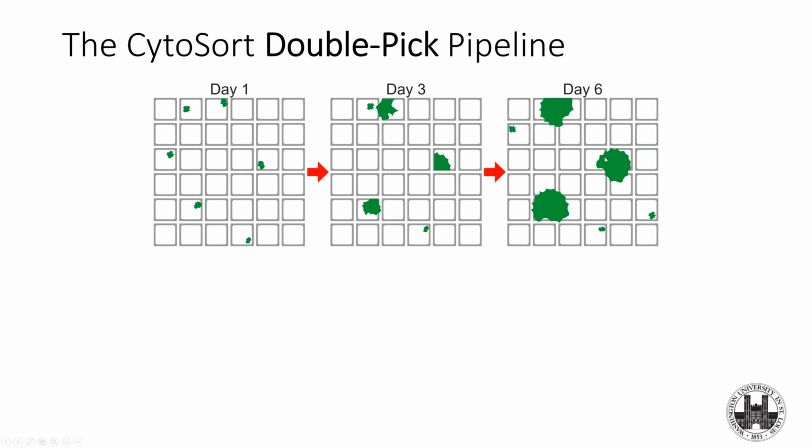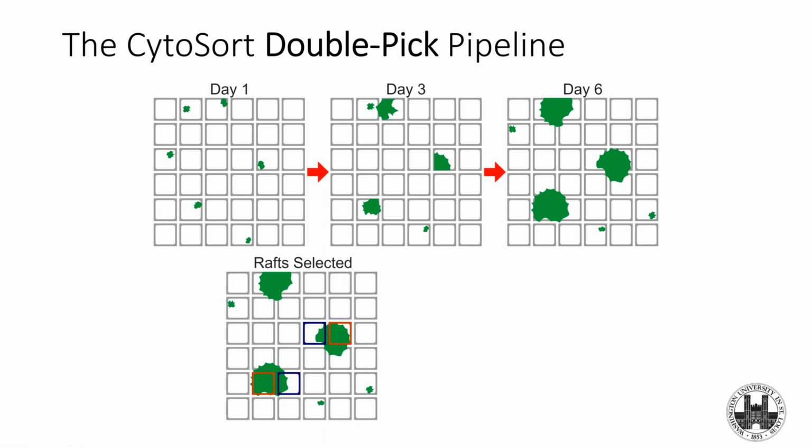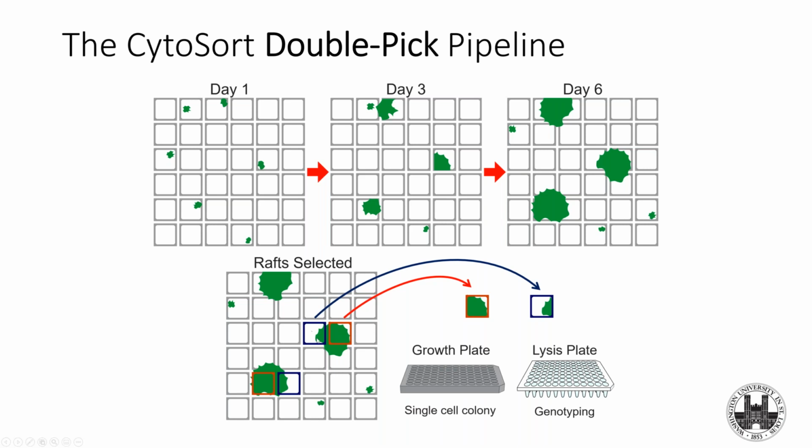So if we let them grow out beyond a single raft, we can do something that really helps a lot time-wise. So at day 6, as before, we can take one part of the raft and grow it, put it on a growth plate. But we can take another part of that same colony, the adjacent raft, and put that into the genotyping plate. So this is fantastic because it means we don't have to take the growth plates and trypsinize them and copy them, which again, it causes a lot of trouble.